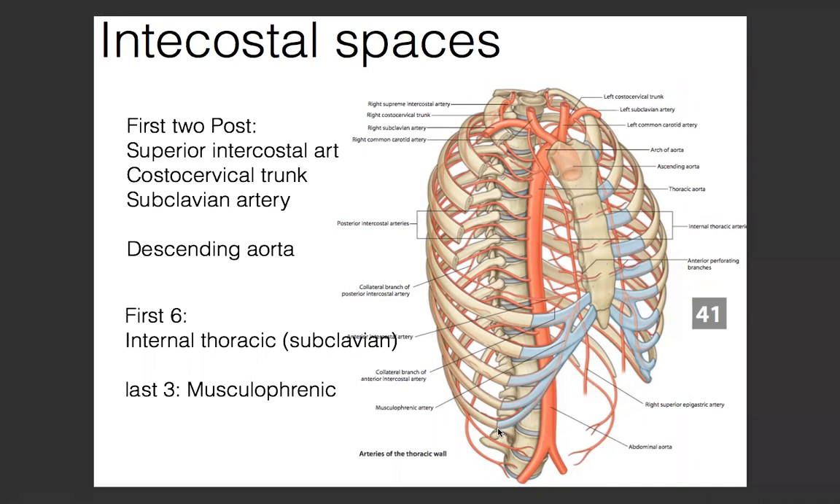Can you repeat the anterior again? Sure. After the first 6 take from the internal thoracic, the internal thoracic splits into 2, musculophrenic and superior epigastric. The musculophrenic goes and supplies the last 3. The superior epigastric is the abdomen, so we don't care about it right now.